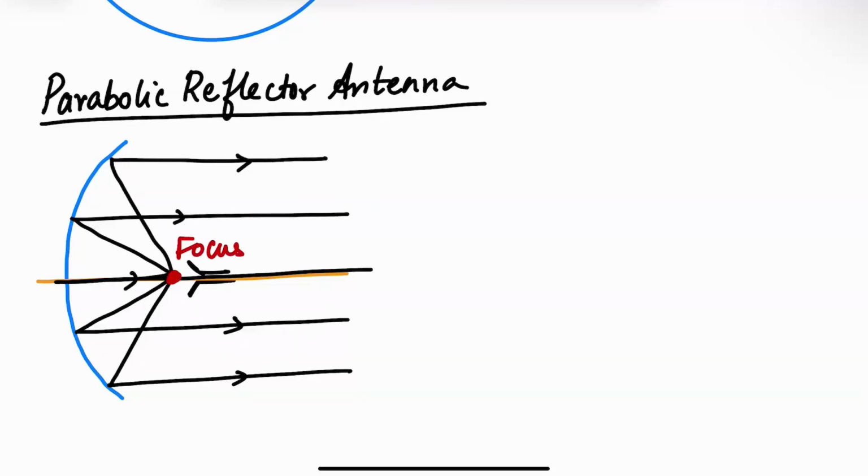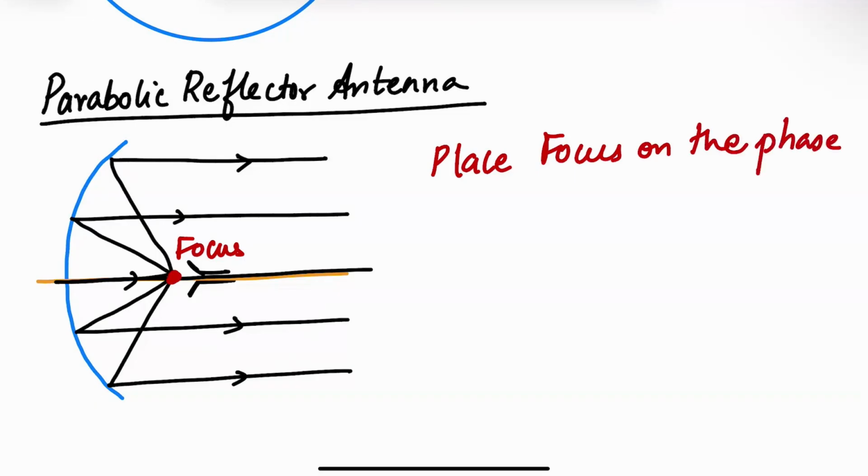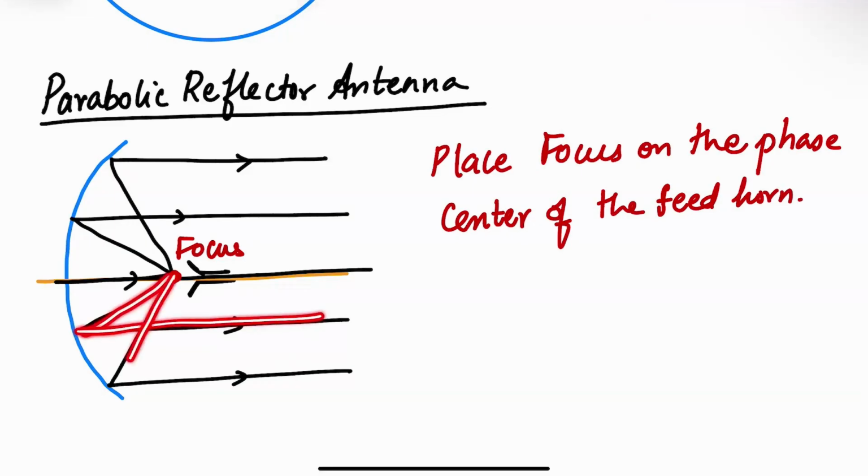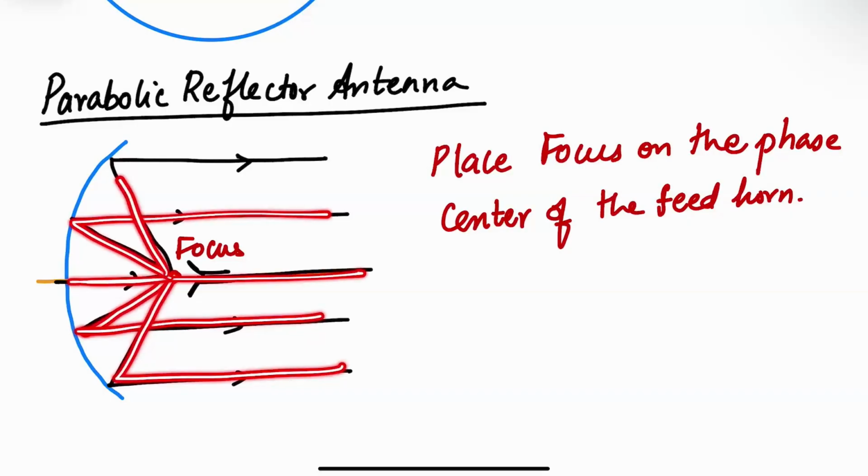And we want to place the focus on the phase center of the feed, on the feed horn, right? Only then you can approximate these rays as coming out from this point, and then they all come out parallel. Okay, so that's the ray optics model.